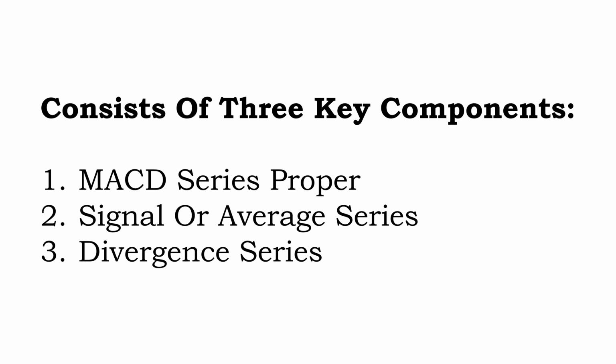These components are the MACD series proper. This is the difference between a fast, short period exponential moving average, EMA, and a slow, longer period EMA of the price series. The signal or average series: the signal line is an EMA of the MACD series itself. The divergence series: this is the difference between the MACD series proper and the signal line.